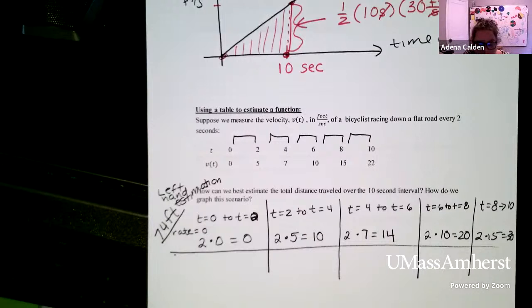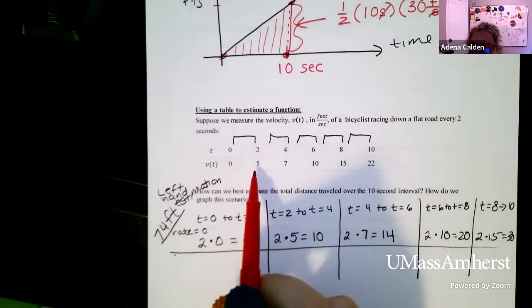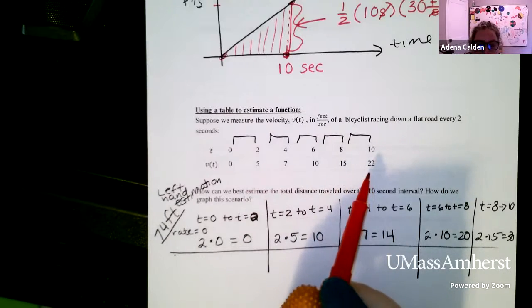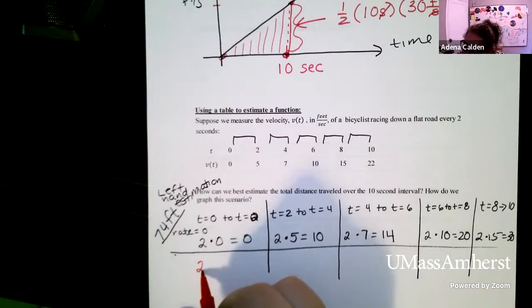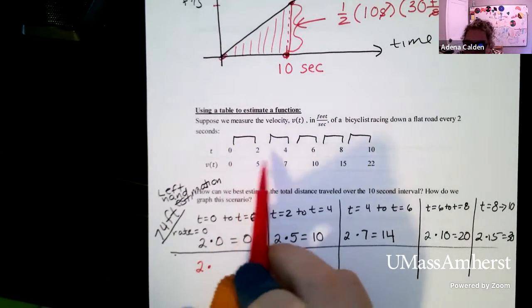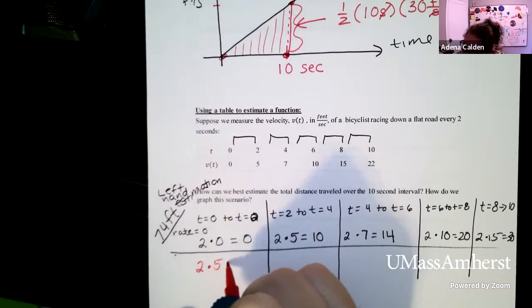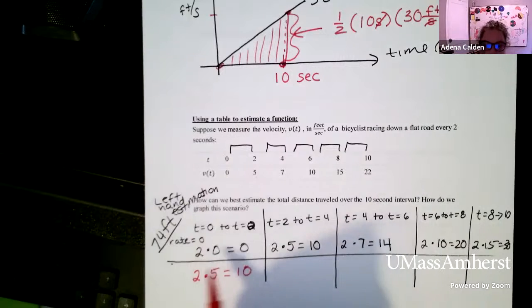So what I'd like you to do is repeat this exercise, but for each 2 second time interval now, I want you to pick the rate on the right. So we'll do the first one together. From time equals 0 to time equals 2, that's 2 seconds long. From 0 to 2, I pick the rate on the right, which is 5. So for the first time interval, I'm going with 10 feet.